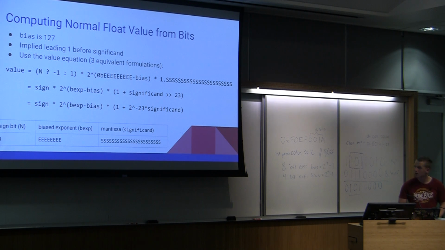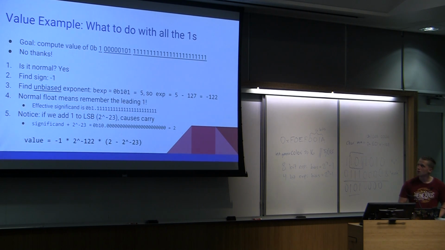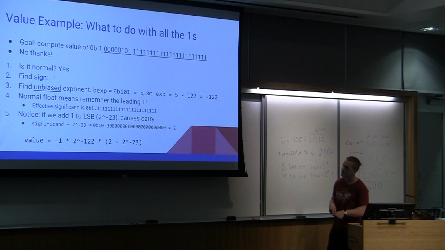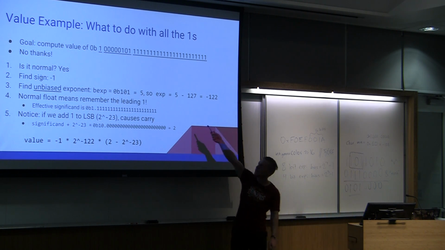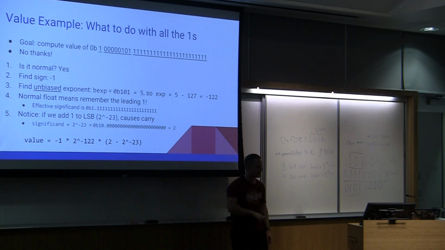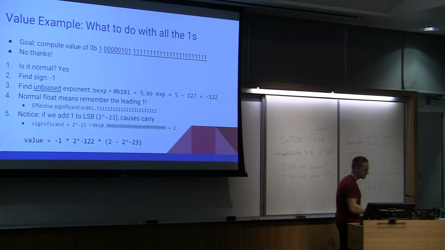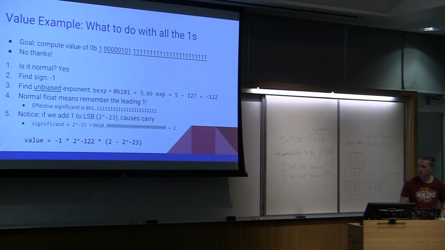Okay, so let's compute the value of this float. This one looks like it's going to be difficult, right? Because we have all the ones in the significand, and it looks like it's going to be really annoying. So first we have to decide whether the floating point number is normal. We just look at the exponent bits. Here there are 4 zeros and then 0, 1, 0, 1. So that's not all zeros or all ones, so it's going to be a normal number.